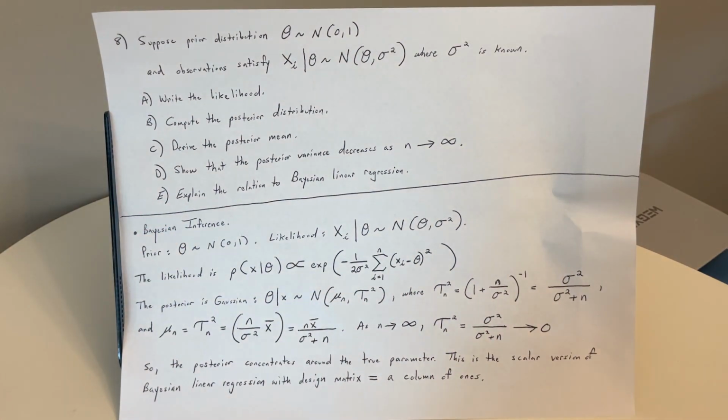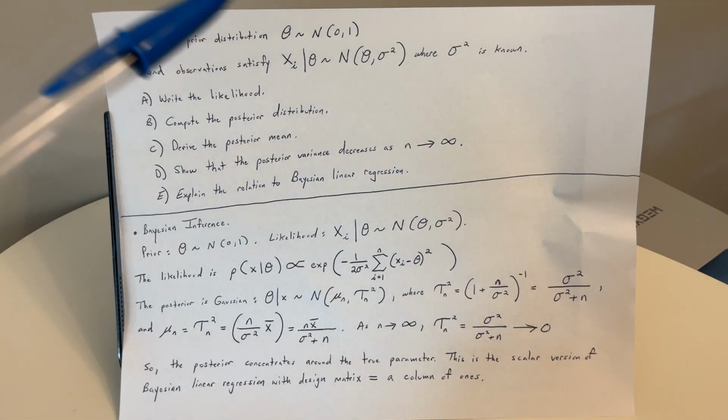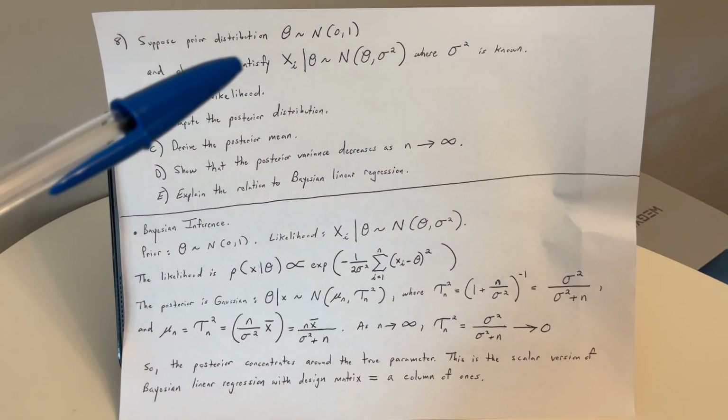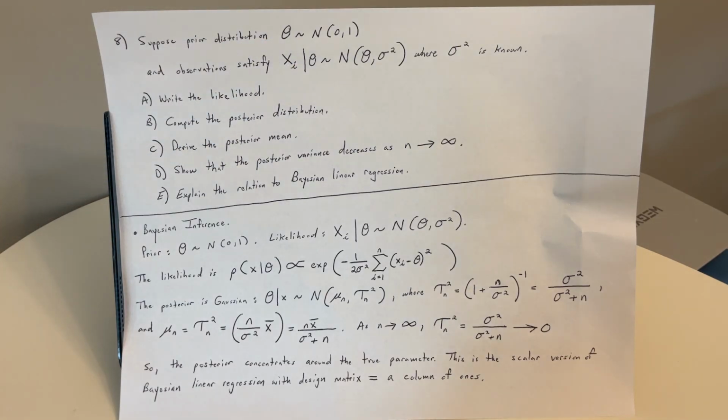Okay, that looks like it's set there. So suppose prior distribution, we have theta that is distributed as N(0, 1), and observations satisfy this x sub i. We have the following with this theta, distributed as N(theta, sigma squared), where sigma squared is known.